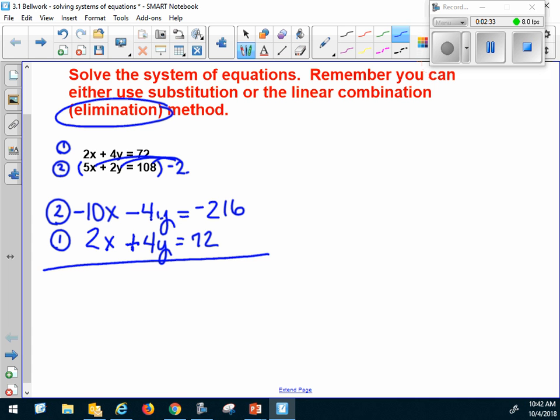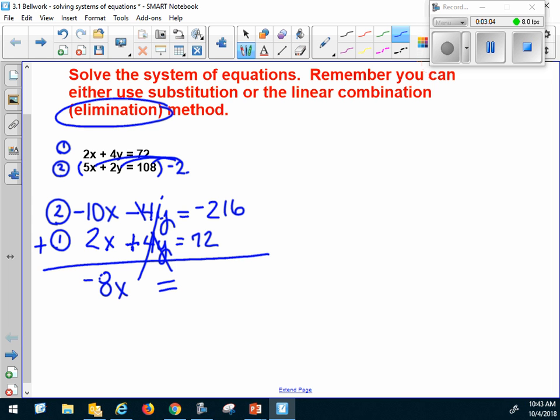You guys see that sometimes you have to multiply both equations, and it may be by different numbers. You get to decide which variable you want to eliminate. I chose y because it was easier. We could just multiply one equation. Is everybody following, though, that we can multiply by 5 and negative 2? Okay, so now we're just going to add straight down. So negative 10 plus 2 is negative 8x. Negative 4y plus 4y eliminates. That's 0. Equals, and what's negative 216 plus 72?